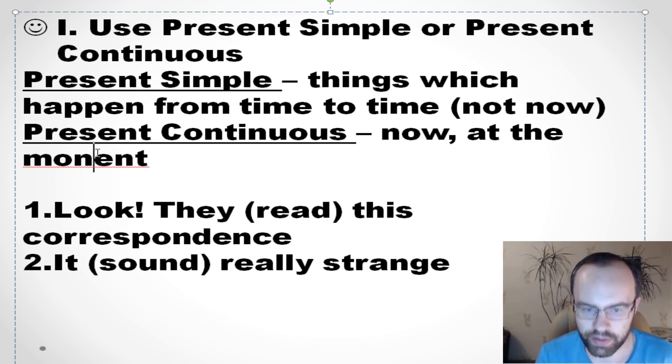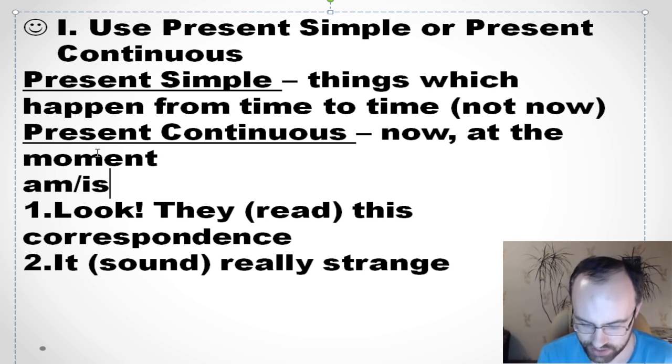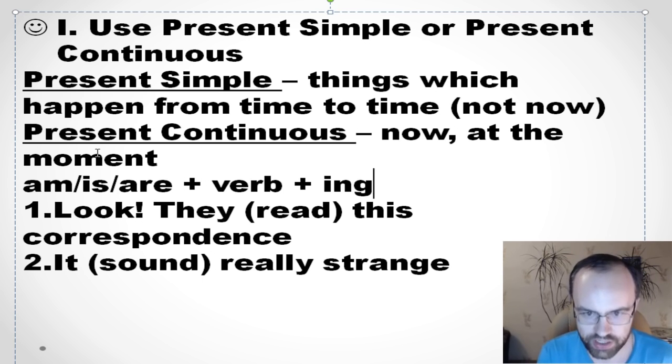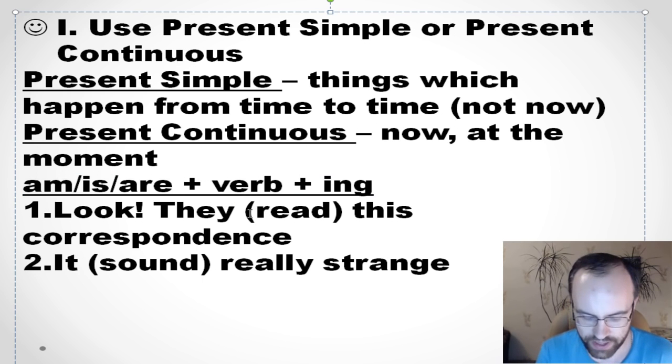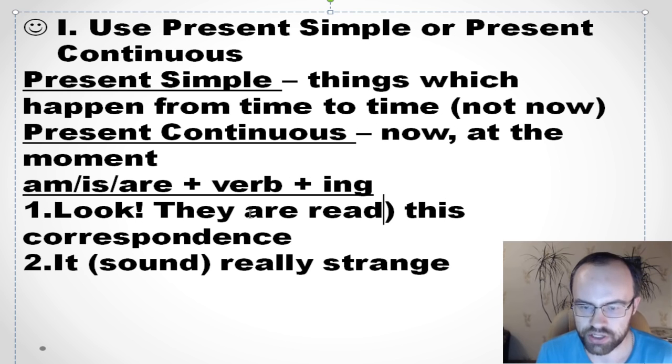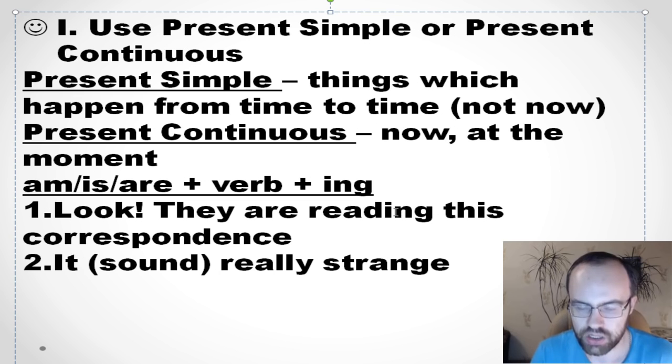I think you remember how you use this tense. So am, is, are plus verb plus ing. So I am, he, she, it is, we, you, they are. So look, they are, read is a verb, and we add ing. So you need to say they are reading this correspondence. Okay, good.